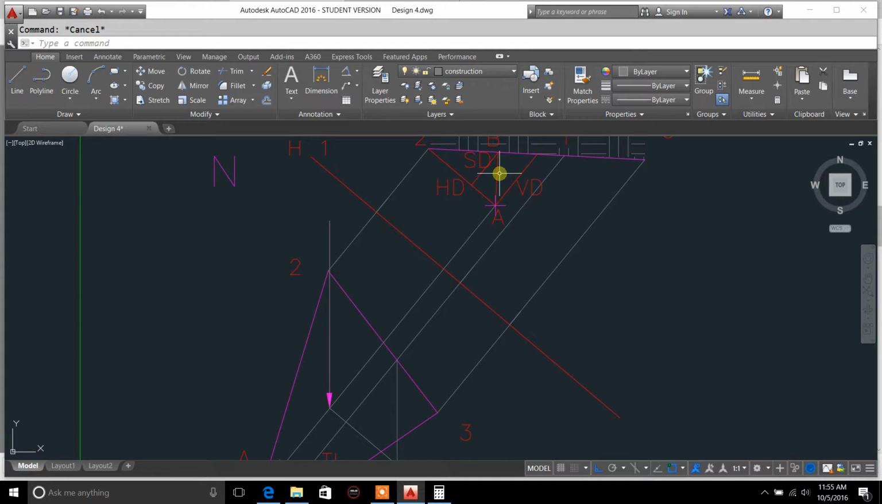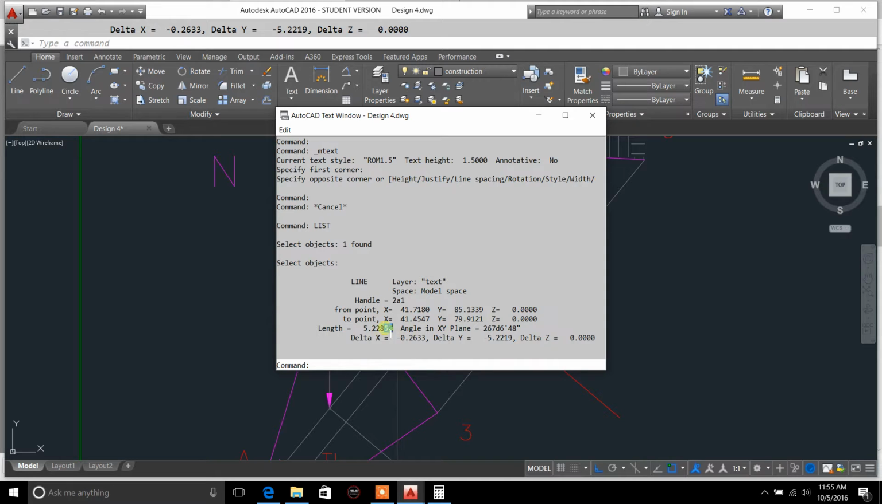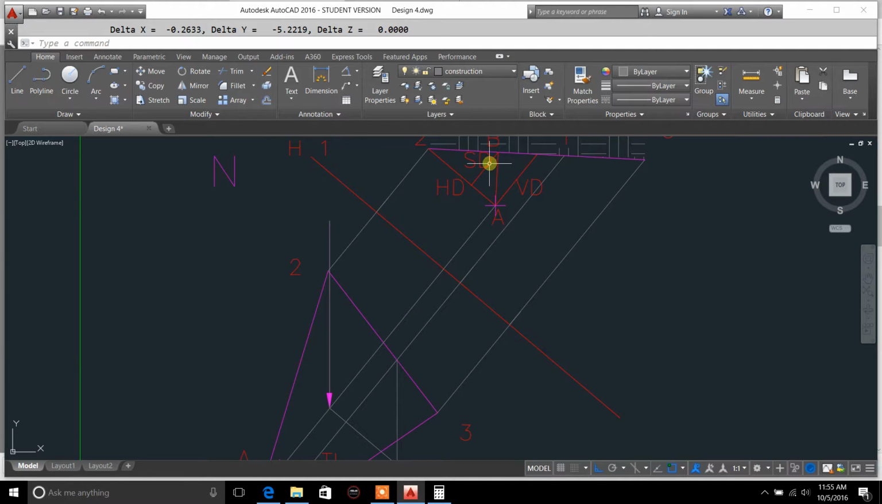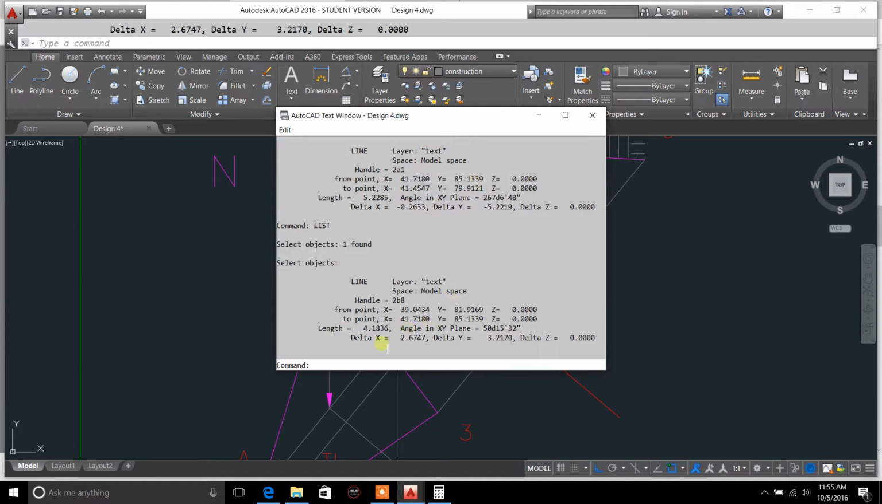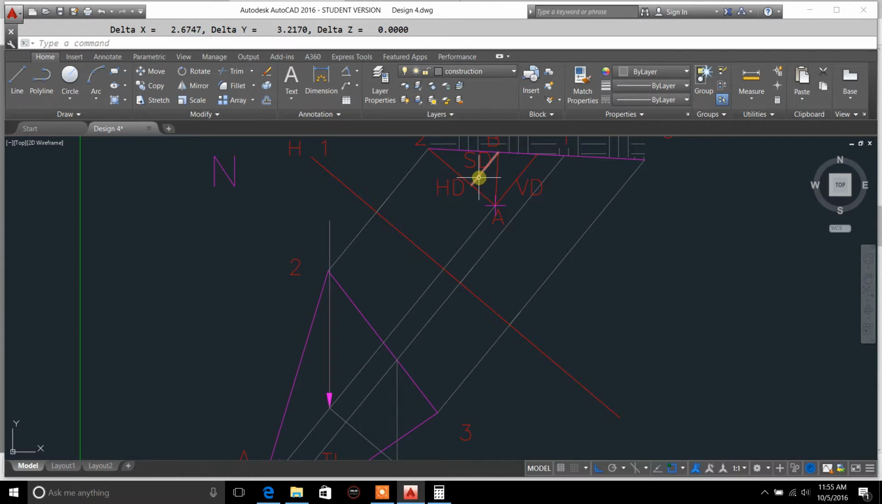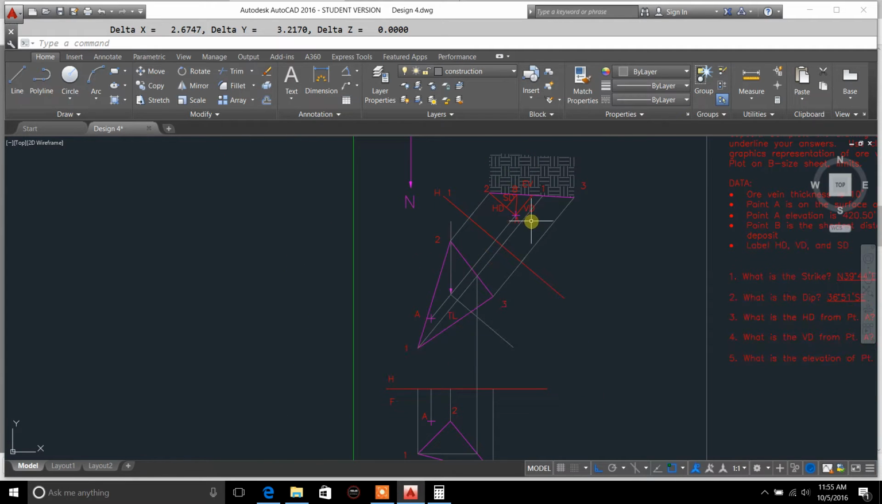And as you can see here, of these two lines, the reason why we went with shortest distance, the length here is 5.2285. The length there is 4.1836, so that would be your shortest distance. That's why we labeled it SD. And then from there you can fill in your earth design here on the top.